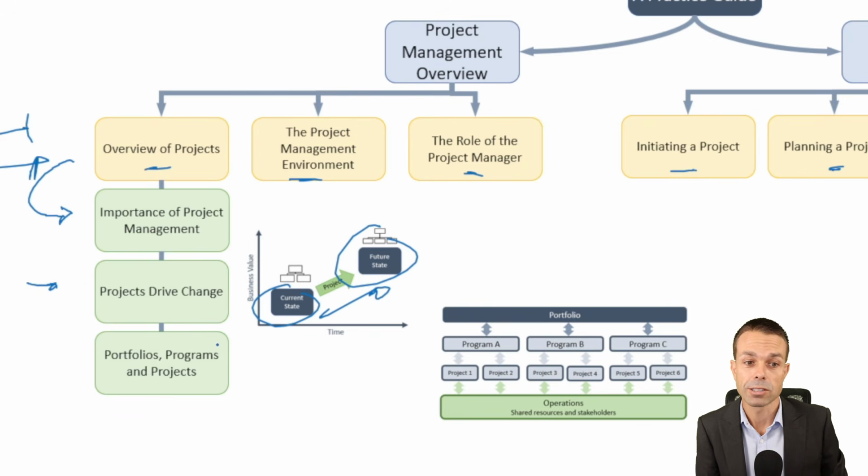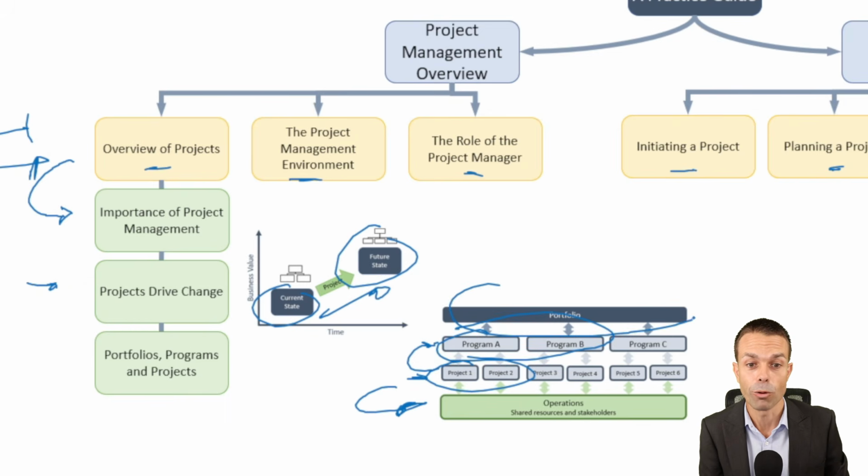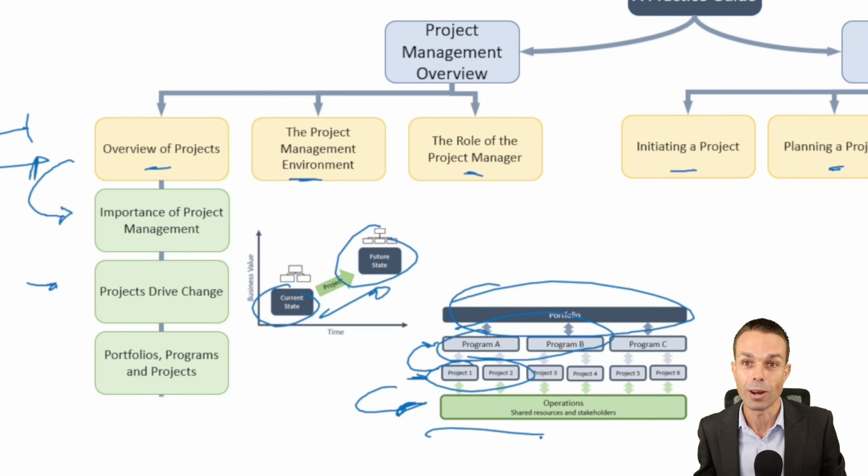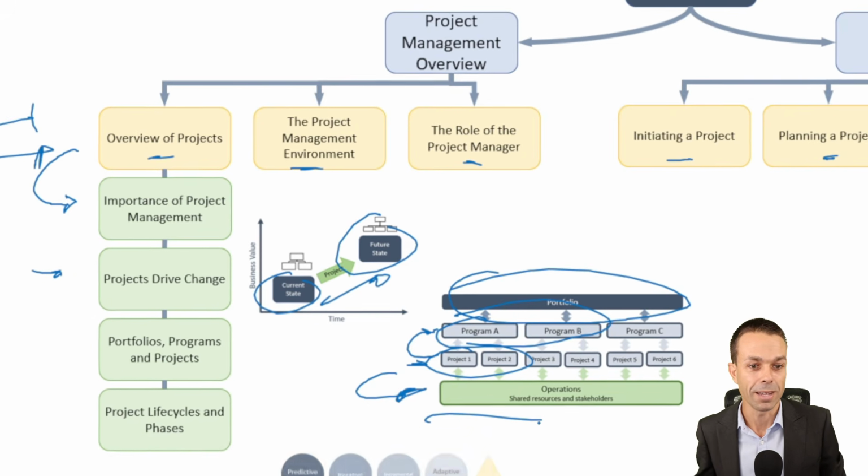We also have projects, programs, and portfolios. The operational level is our business as usual, or BAU. Projects make a change, then multiple projects form a program, and then multiple programs form a portfolio, and that also encompasses the operations when we come down to it.